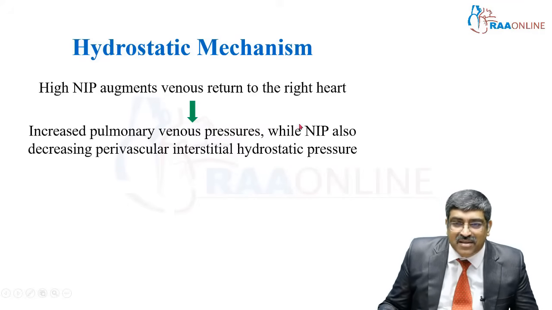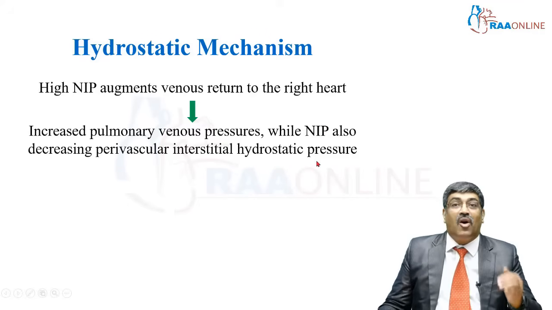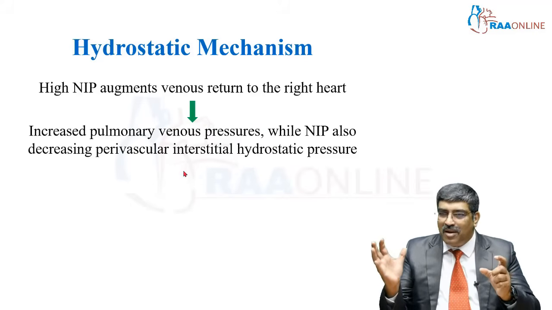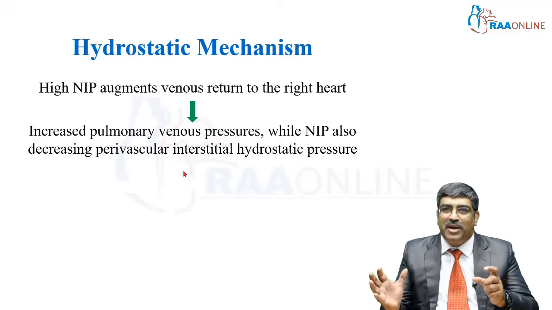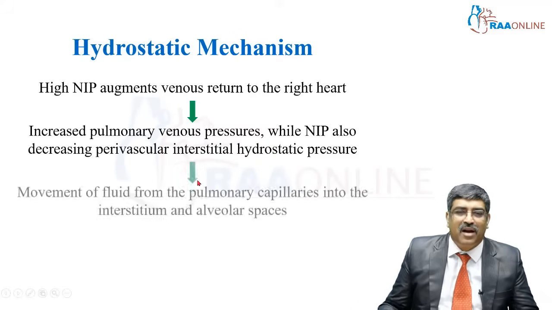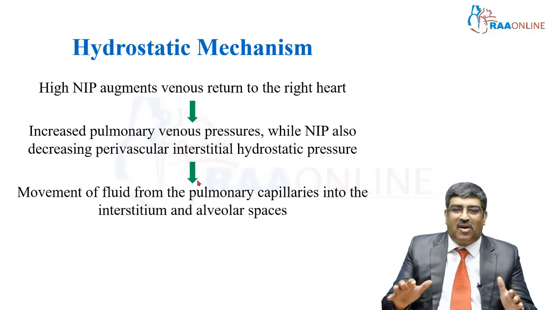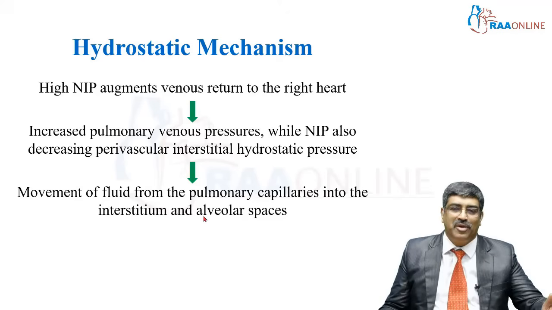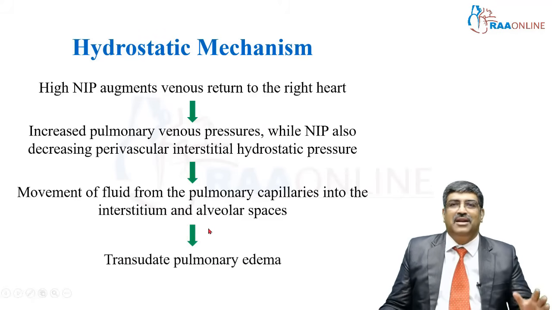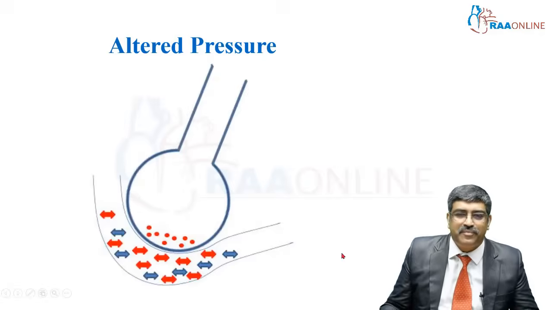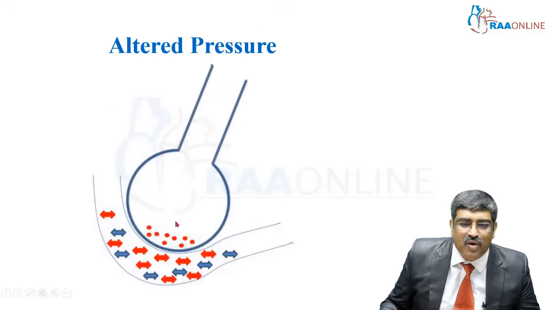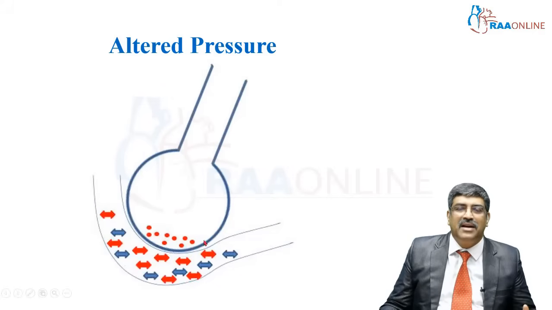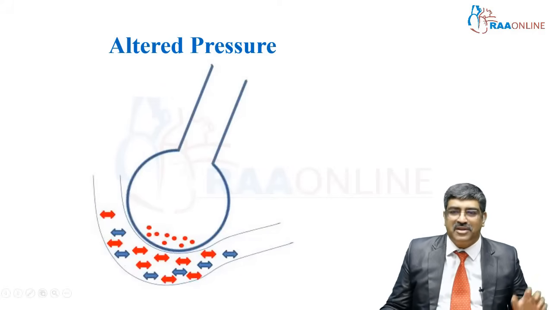Not only that, this negative intrathoracic pressure also decreases the perivascular interstitial hydrostatic pressure, so that the fluid from the pulmonary capillary goes into the alveoli. And third, as the pressure is altered, your fluid from the pulmonary capillaries goes into the interstitium and into the alveolar space, and this is the transient pulmonary edema. So, your fluid here goes into the alveoli because of altered pressure in the pulmonary capillary as well as the alveoli. This is the first theory.